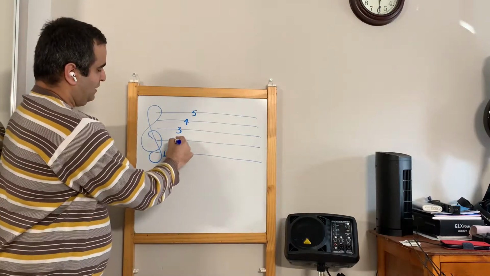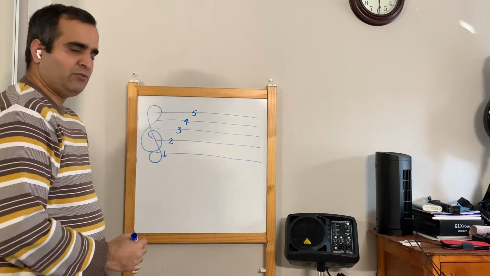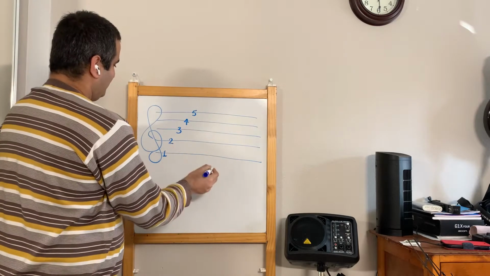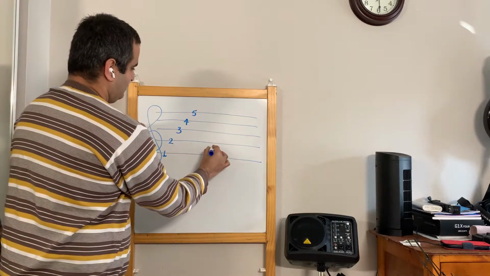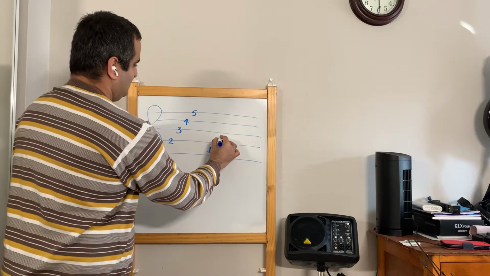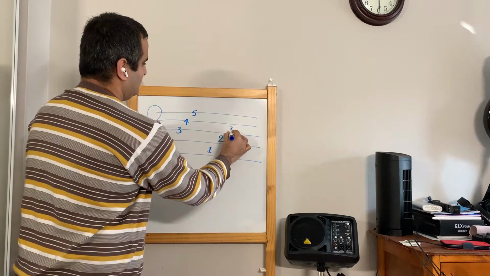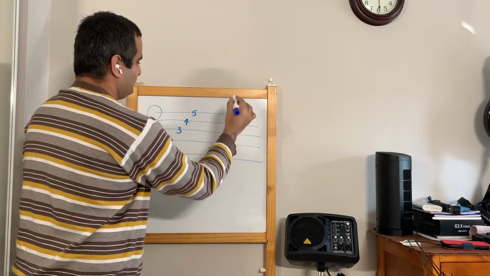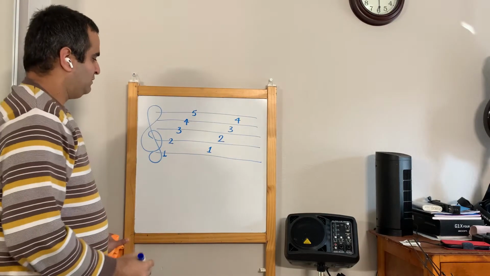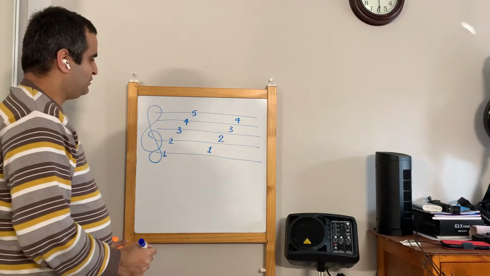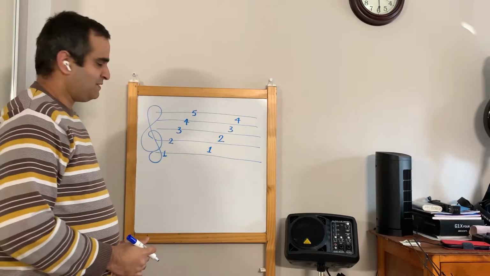Right, and between any two lines there is a space, so we call this the first space. This is called second space, third space, and fourth space. Right, so there are some notes, musical notes, which are assigned to these lines and spaces.